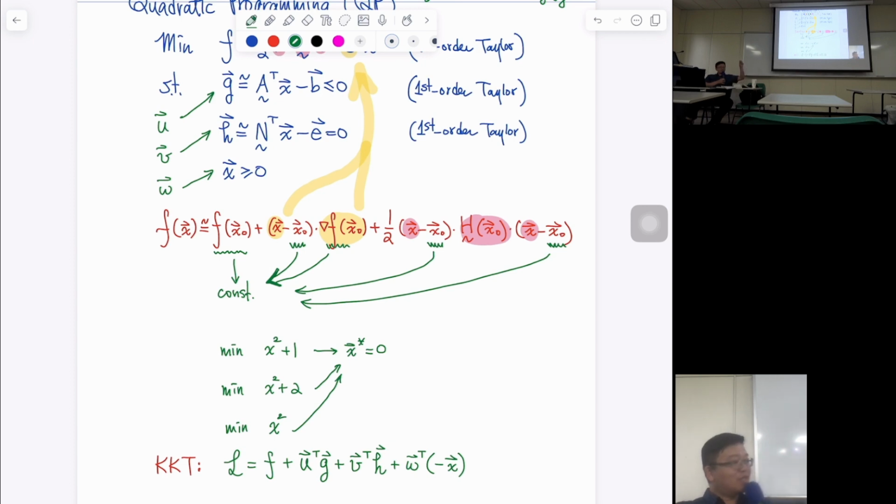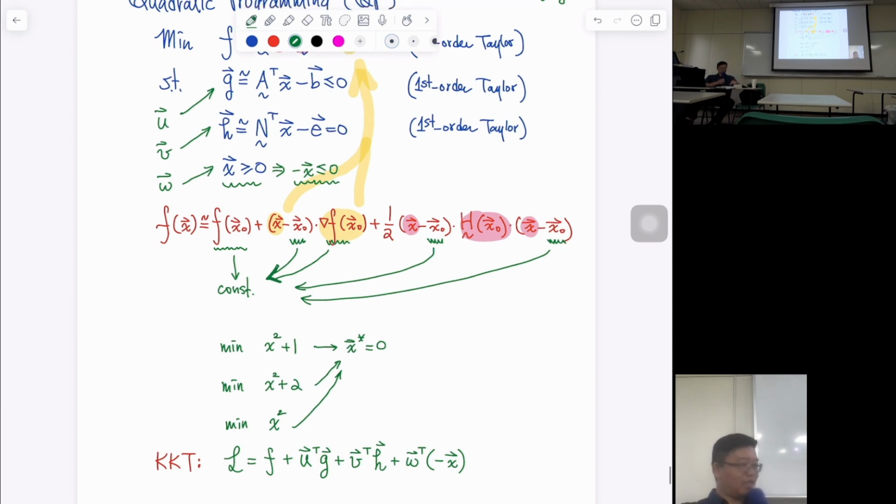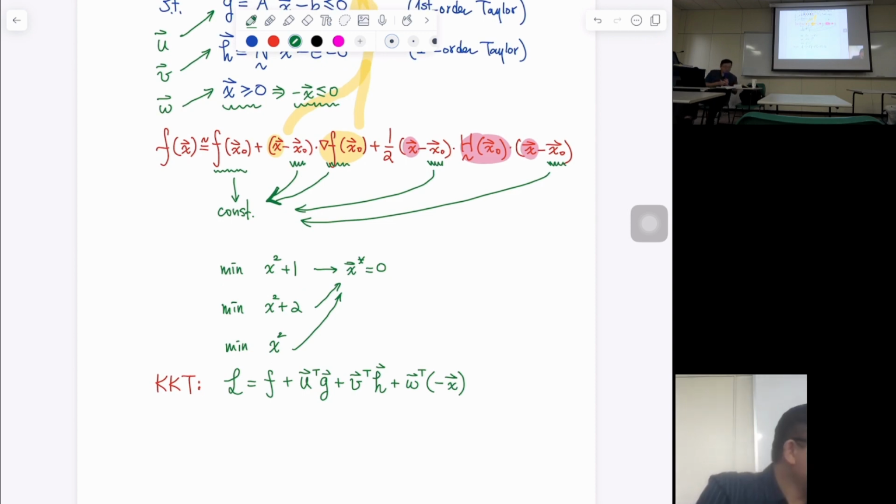Even X is larger than or equals to zero, it's actually an inequality constraint. So this one you can write as a general form: negative X is smaller than zero. So you want to have a pre-multiplier W times negative X. Okay? So Lagrangian is like this. What's next?